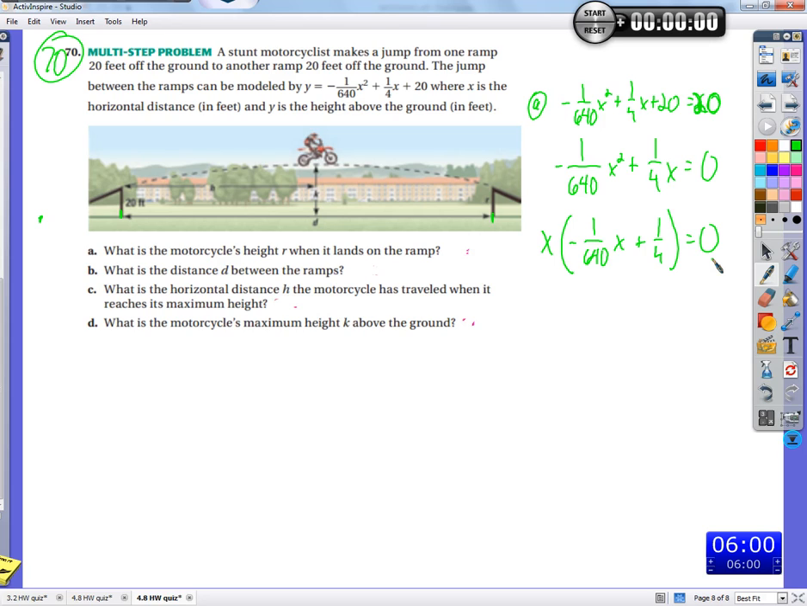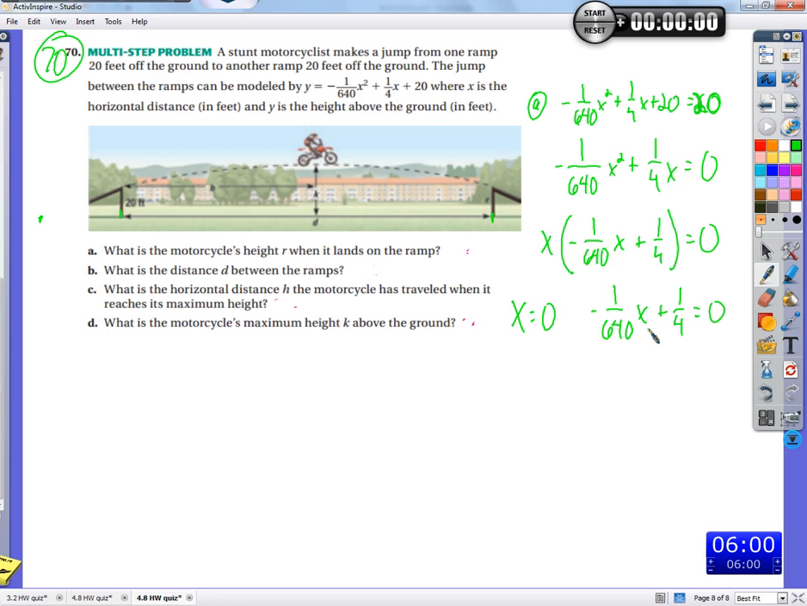What can you tell me about those numbers? One of the numbers is zero. Either this is zero or this big old thing is zero. That's an easy one to solve. It's already solved. x is zero.